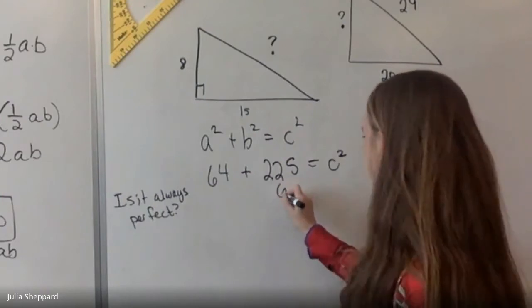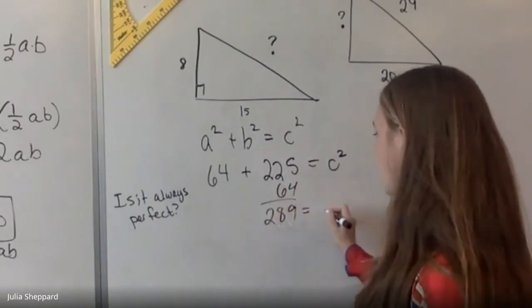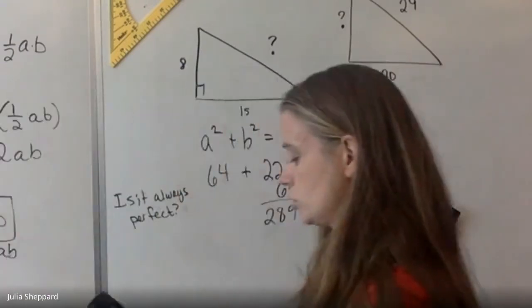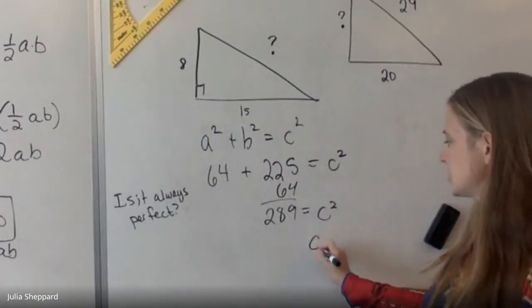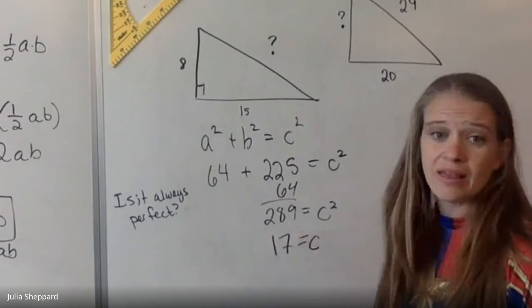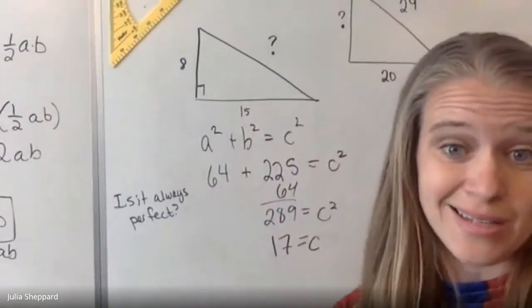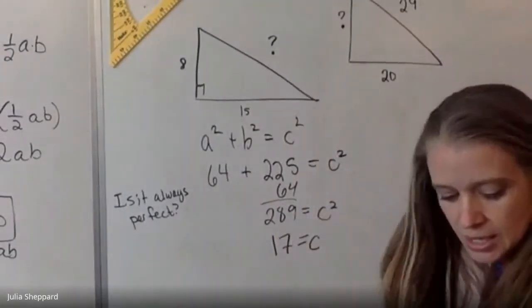Let's see, 25 plus 64, 6, 7, 8, 289 equals c squared. Now, if you know your squares, that's great. If you don't, you go square root of 289, and you get 17. So you get c equals 17. Now, that's a very pretty number. It's a whole number, you know. That's nice and convenient. Does that always happen? Let's try one more and see what happens here.